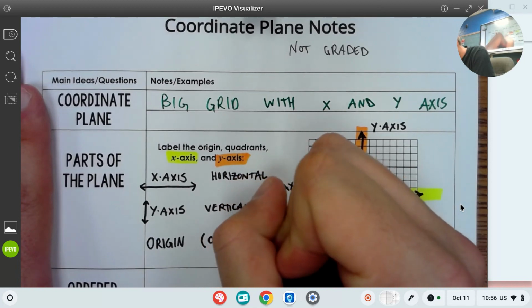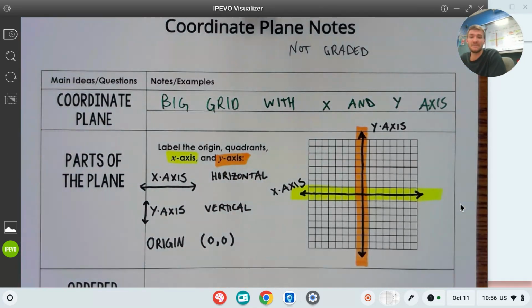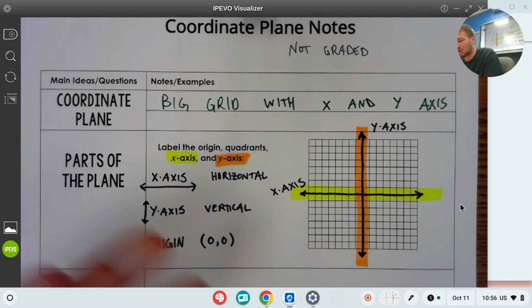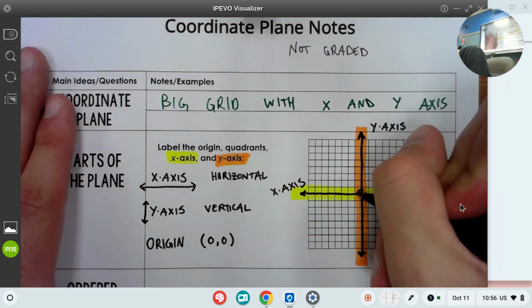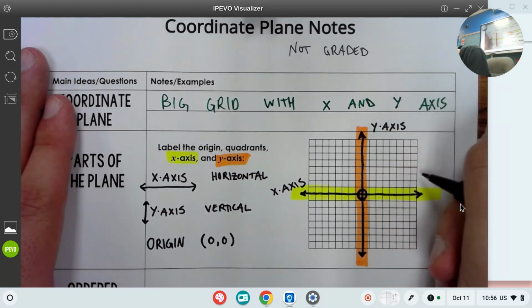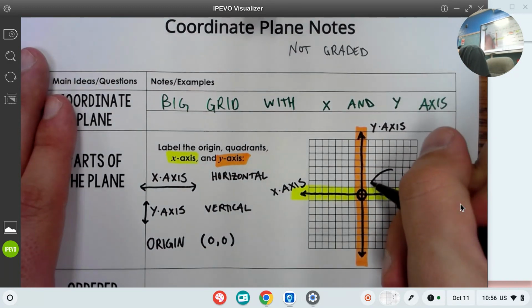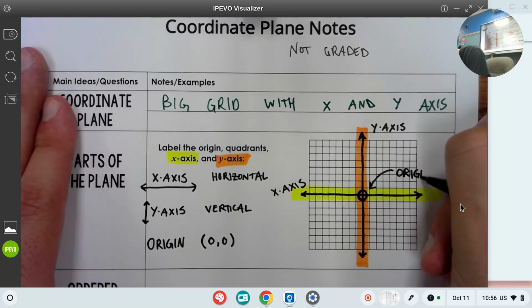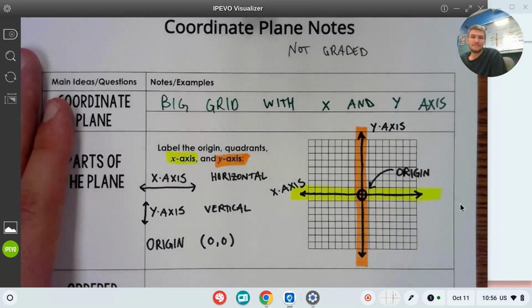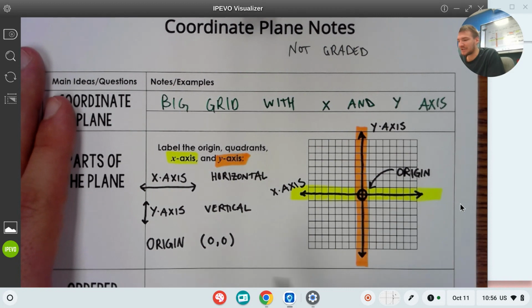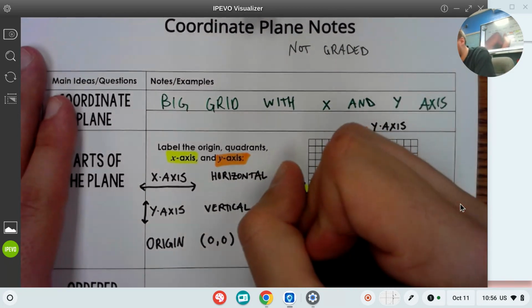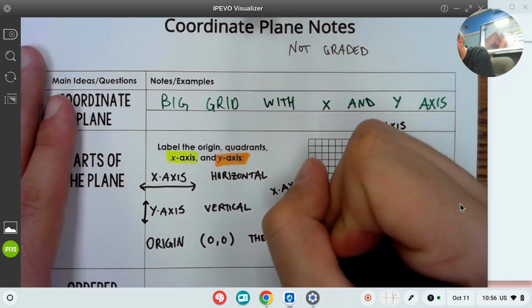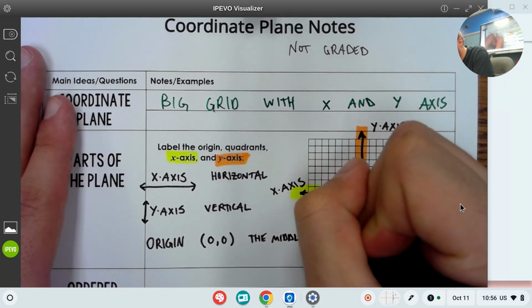The origin, and we'll talk about coordinates and ordered pairs coming up next, is (0, 0). So if I'm going to draw a little circle around my origin here, I'm going to draw an arrow that points to it, and then I'm going to write origin, which is basically the middle, right? I mean, don't overcomplicate this. Origin just means the middle.